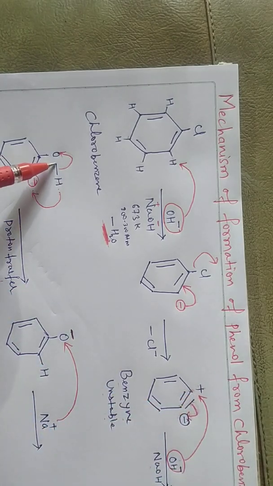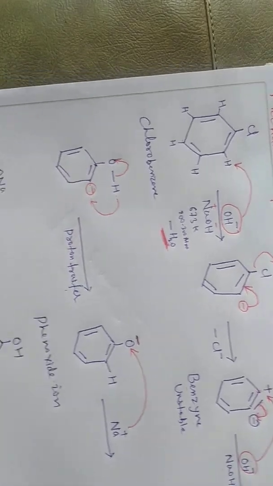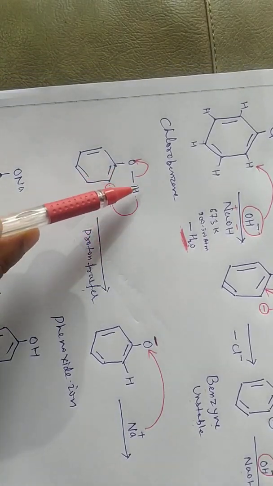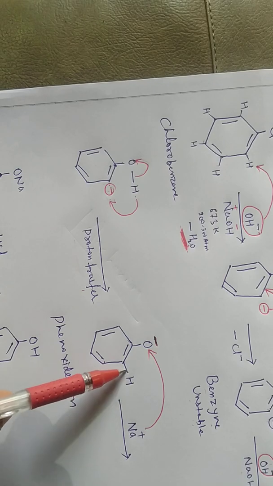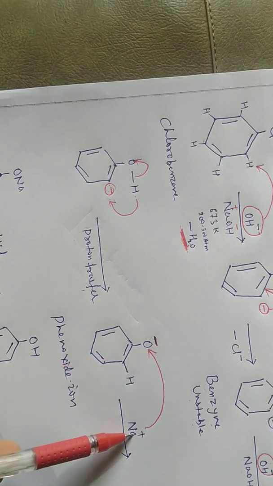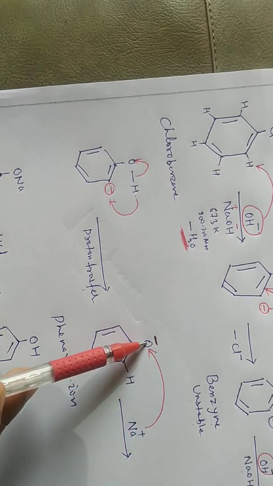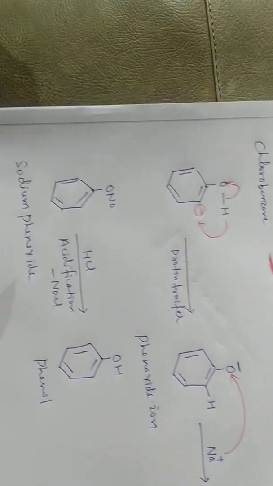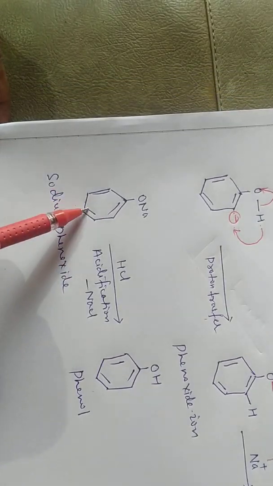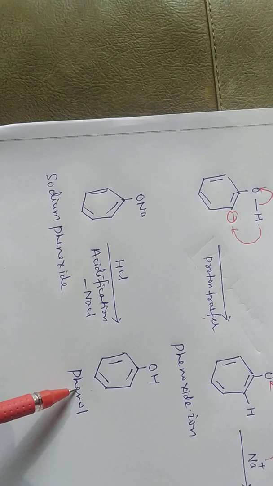So OH minus you can see here. Now after that there is a proton transfer, that means shifting of hydrogen here. So hydrogen is shifted here. Now Na plus will attack the O minus ion, and as a result sodium phenoxide formed, which on acidification gives phenol.